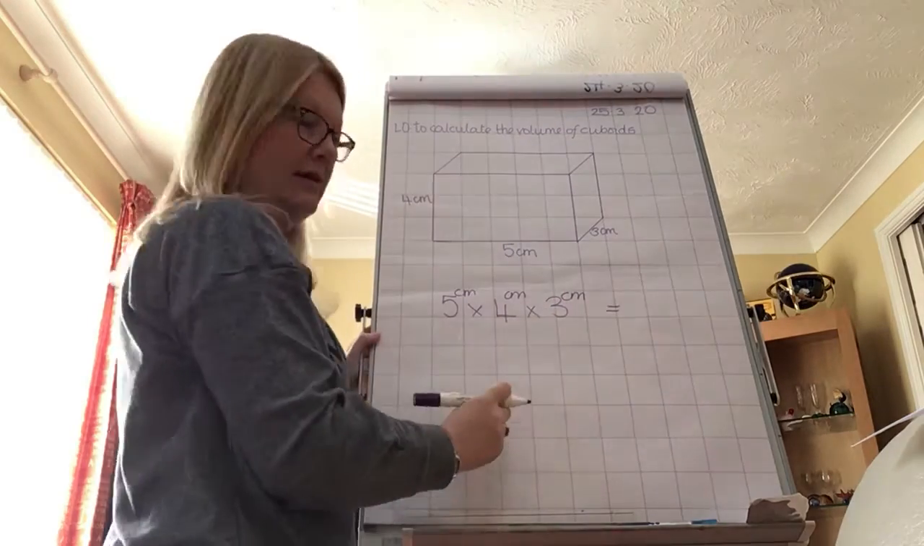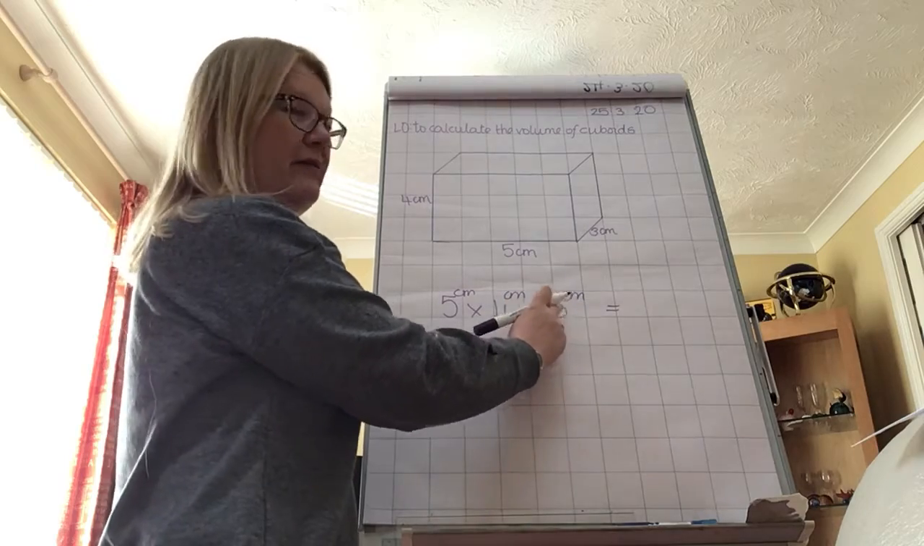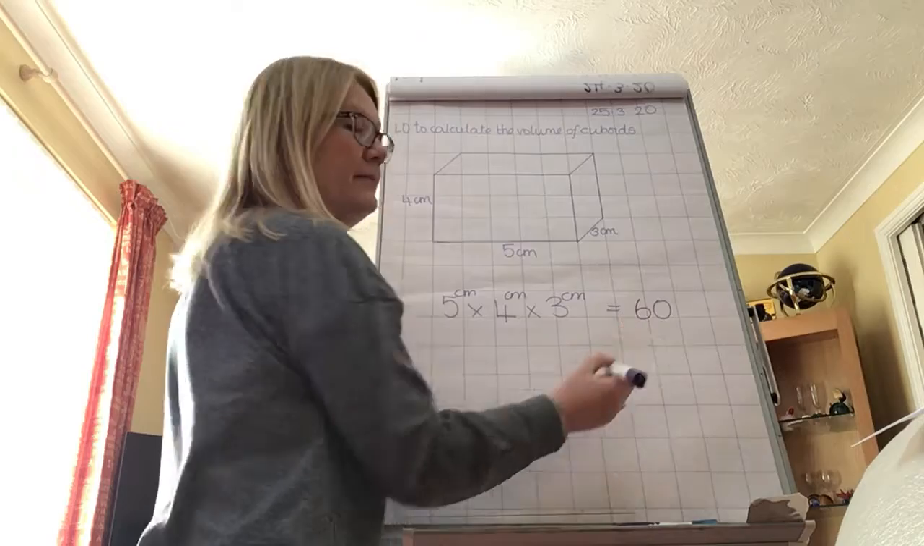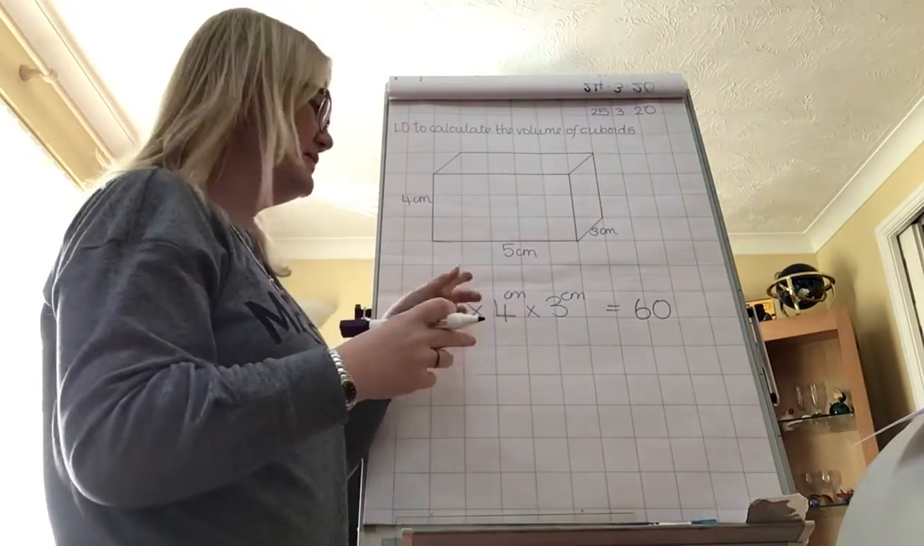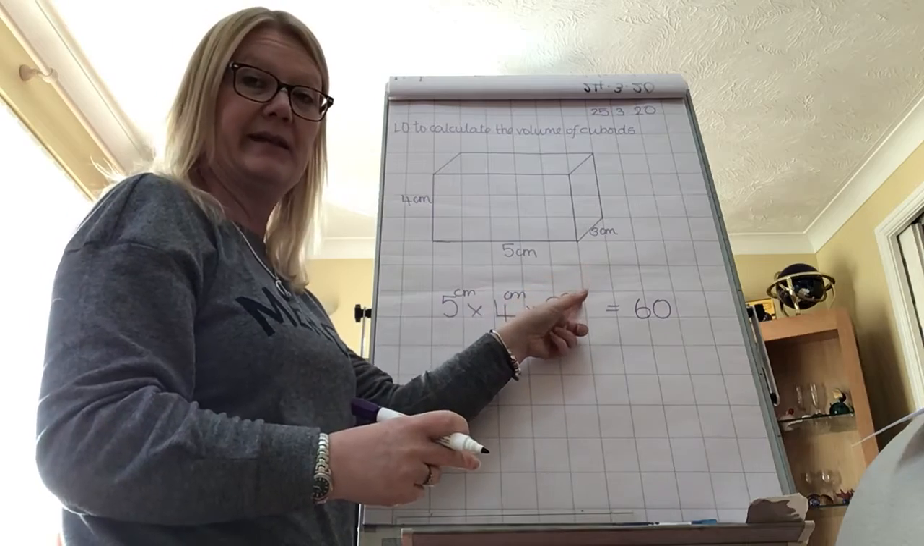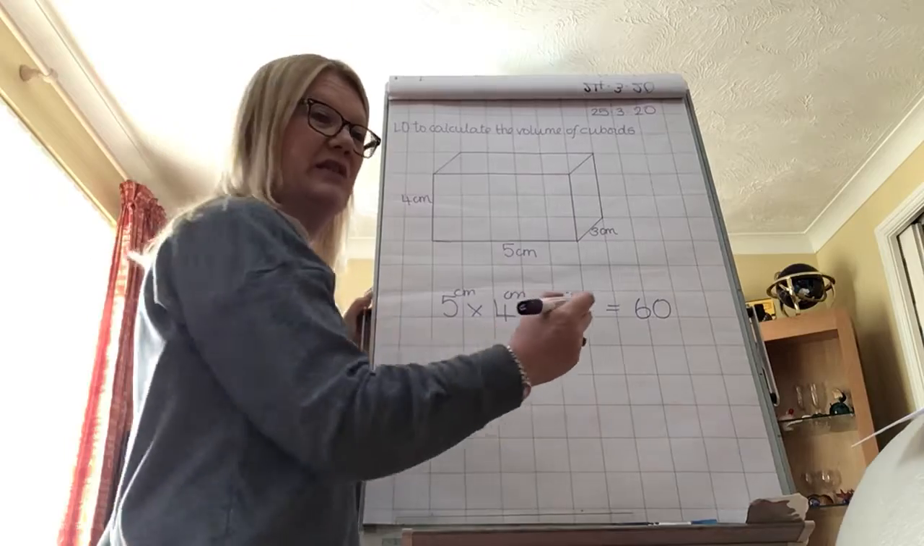And we know that 5 times 4 is 20, and if we multiply that by 3, 3 2s are 6, so 3 20s must be 60. Now our units, because we've got centimetres, multiplied by centimetres, multiplied by centimetres, it's not going to be centimetres squared this time, it's going to be centimetres cubed.